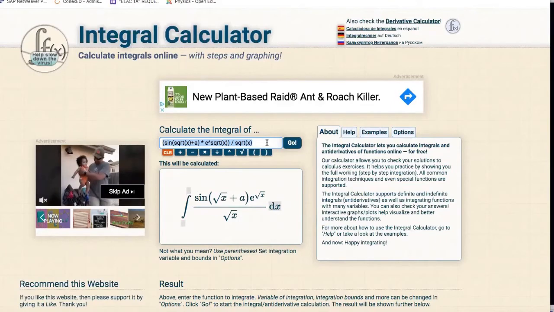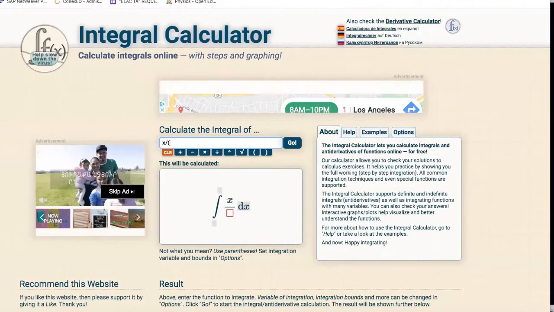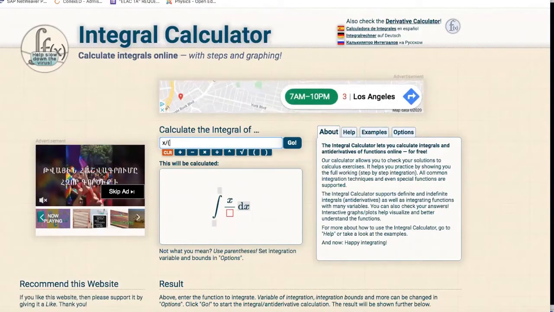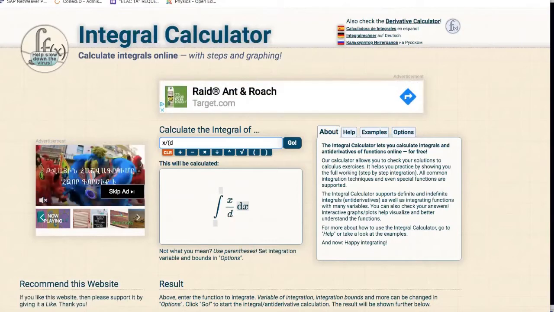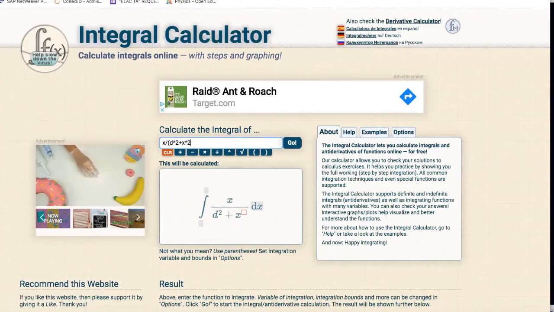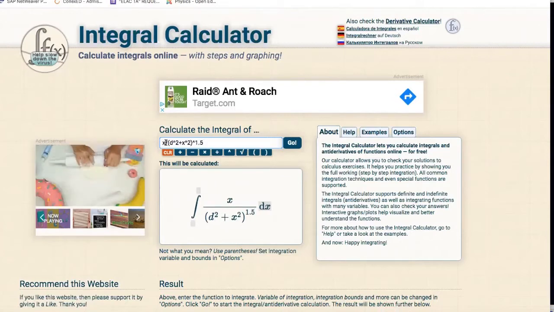So we're going to do x divided by, in this case, x is the r. You know, x is the r. And then I'll put d squared plus x squared to the power of 1.5, right? Yeah, 1.5. You see, so it's like you're doing x dx over d squared plus x squared.